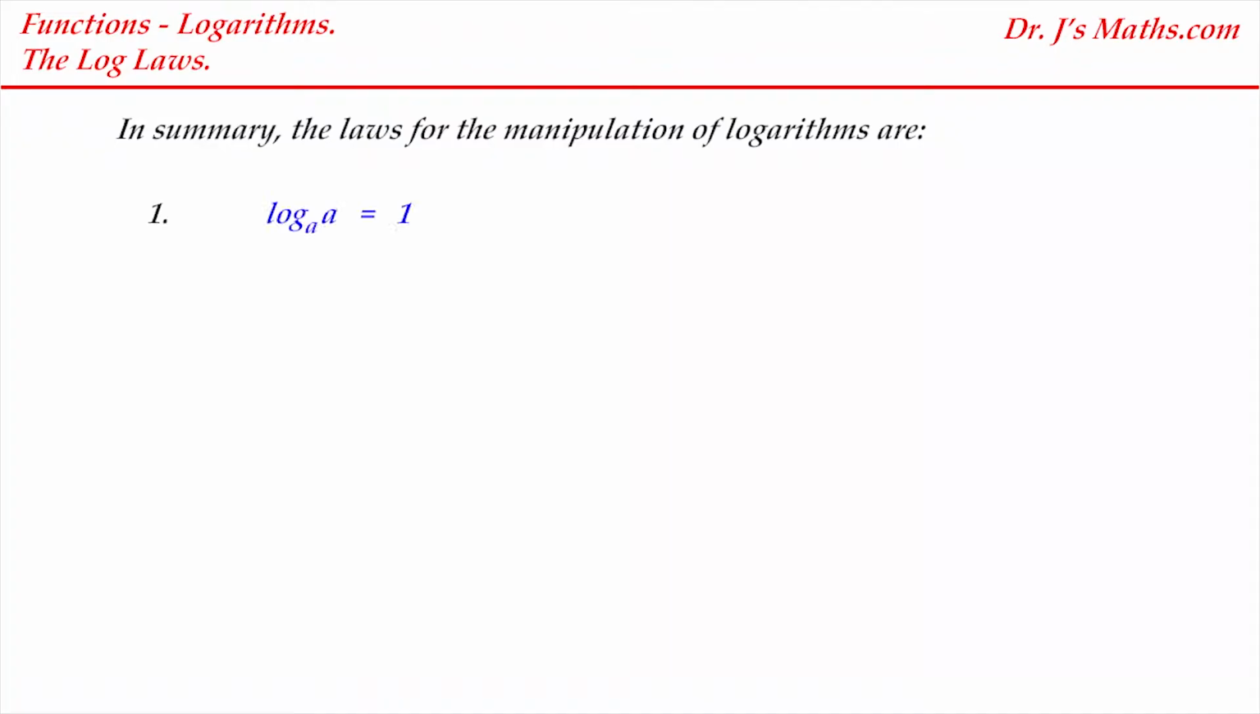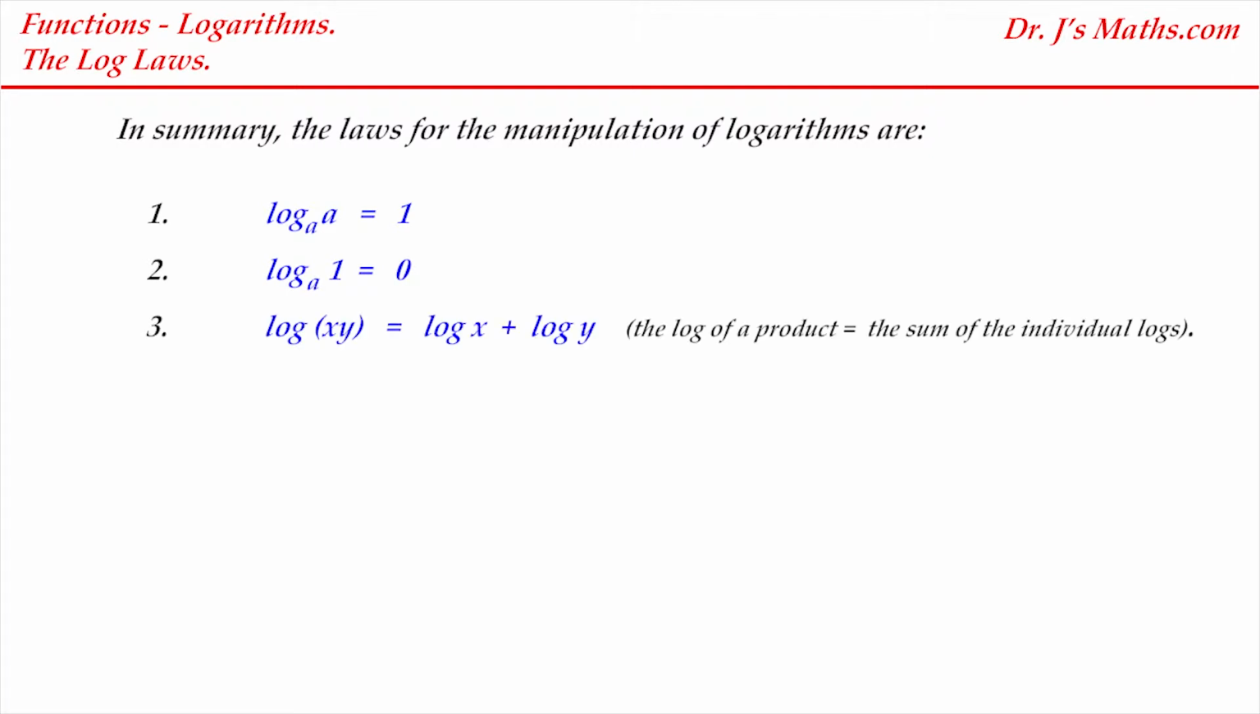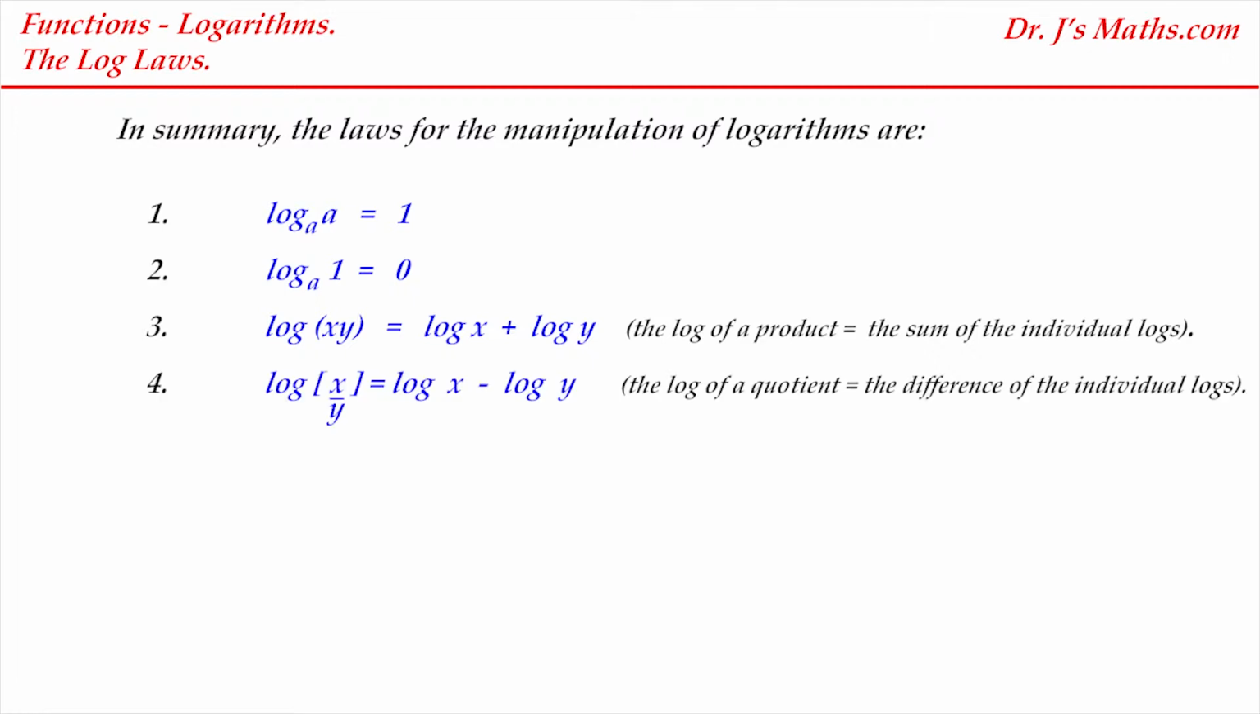So in summary, log a to the base a, which is any number to its own base, is equal to 1, always. Log of 1 to any base is equal to 0. If we have a product, log xy, then that's equal to the sum of the logs, log x plus log y. And that's what you say to yourself, the log of a product is equal to the sum of the individual logs. If we have a division, x over y, then the log of that quotient is equal to the difference of the individual logs.